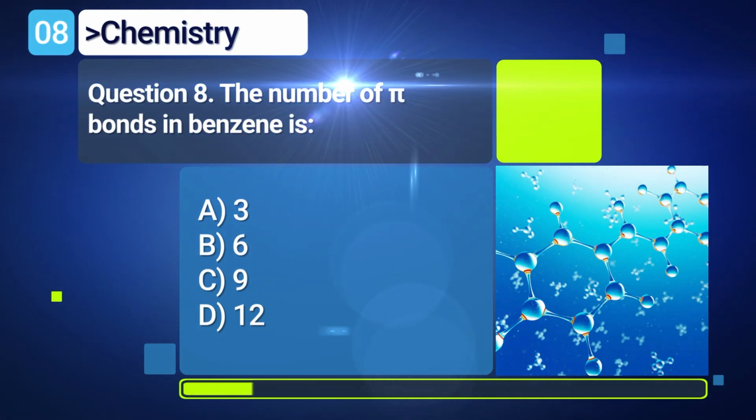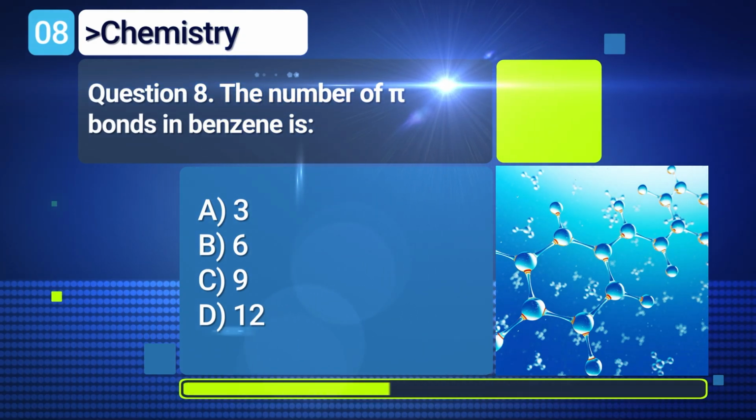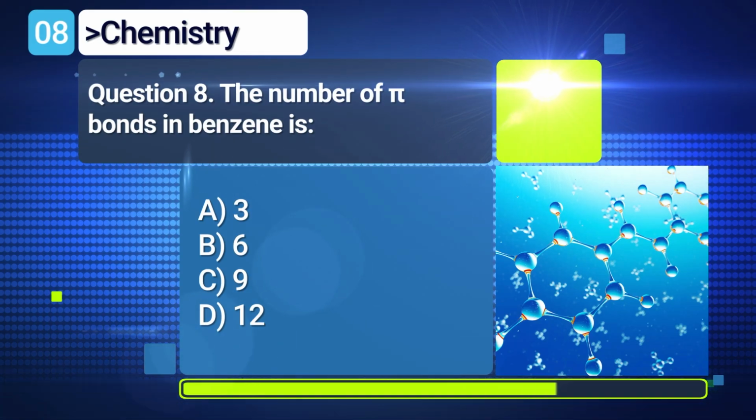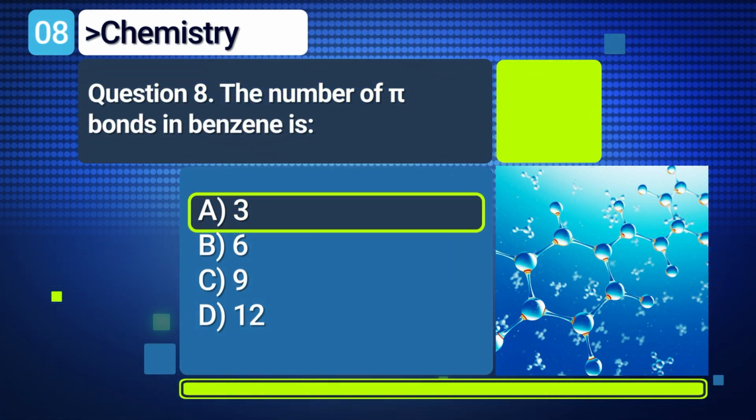Question 8. The number of pi bonds in benzene is A. 3, B. 6, C. 9, D. 12. Answer A. 3.